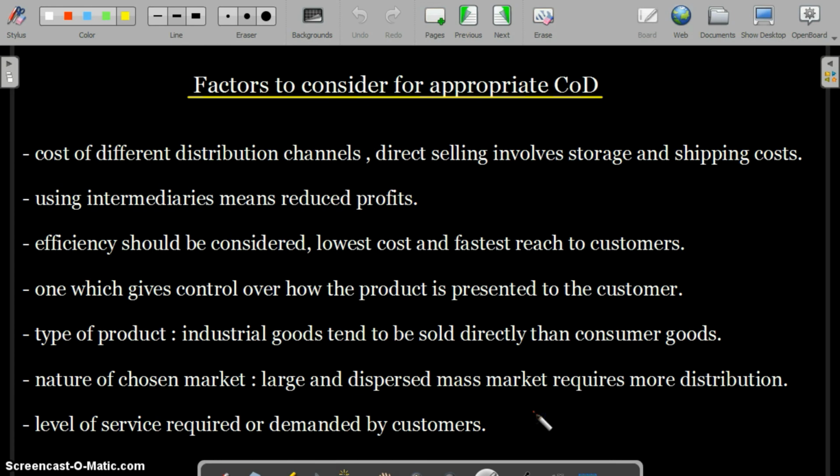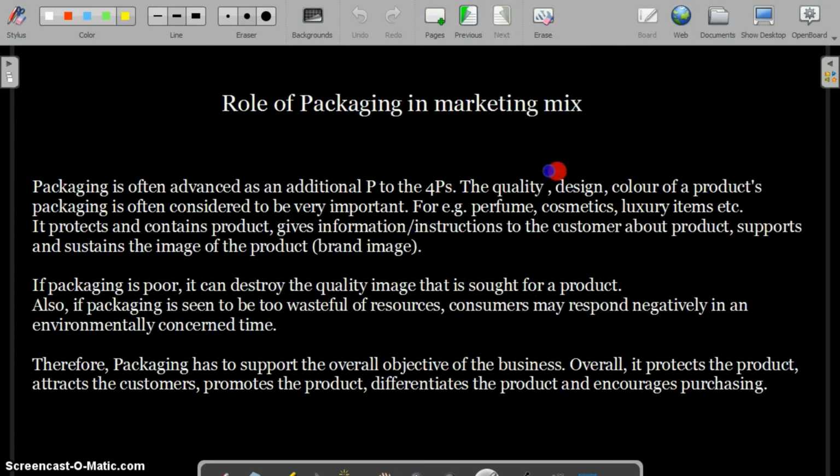Now lastly, we have packaging: the role of packaging in the marketing mix. This is just a short topic. Let's cover it quick and wrap it up. Packaging is often advanced as an additional P to the four Ps. You can say it's a fifth P, but what's its role in the marketing mix?